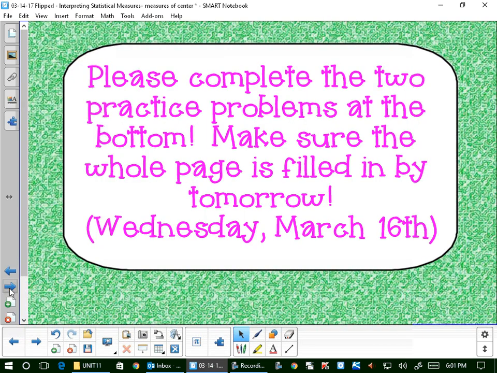All right, there are just 2 problems at the bottom that I want you to try yourself. You need to bring this whole sheet completed, including these bottom 2 problems, to class tomorrow, which is Wednesday, March 16th. Complete all of those and have it done. And I hope this has been helpful in a nice little review of mean, median, and mode. Have a good day.